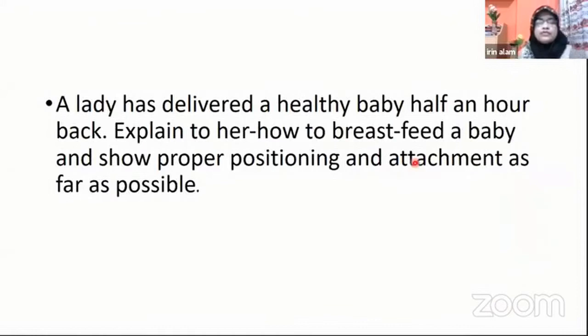And this is another question. A lady has delivered a baby half an hour back. Explain to her how to breastfeed a baby and show proper positioning and attachment as far as possible. This is the counseling station. Explain how to breastfeed baby.